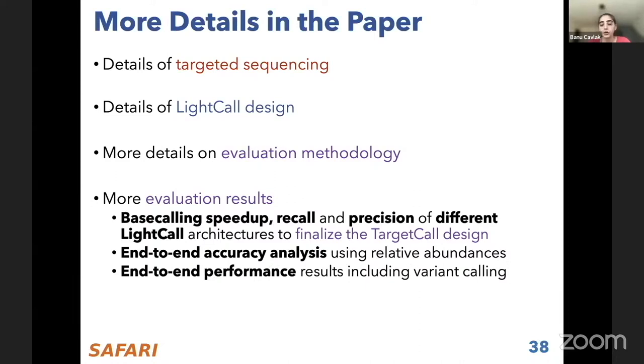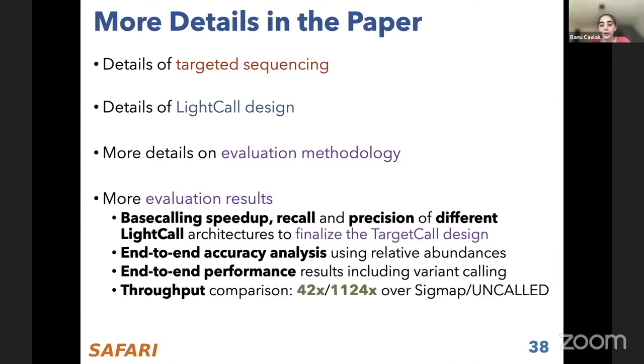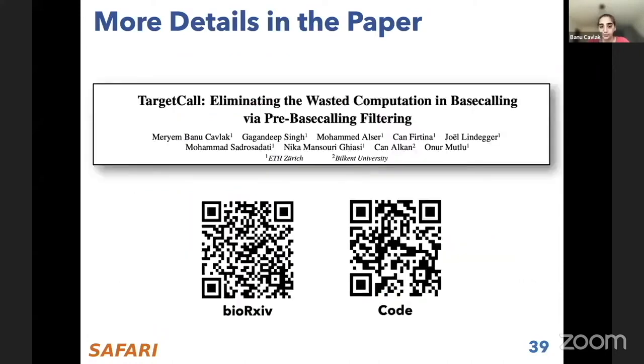improvement of TargetCall on the entire genome analysis pipeline, including the variant calling step, and throughput comparison of TargetCall against SigmaP and UNCALLED, where we show sometimes more than 1100x better throughput than prior tools, which really shows that TargetCall can be applied for real-time analysis as well. And a peak memory discussion between these tools and TargetCall, which shows that TargetCall's peak memory requirement is much less than prior tools.